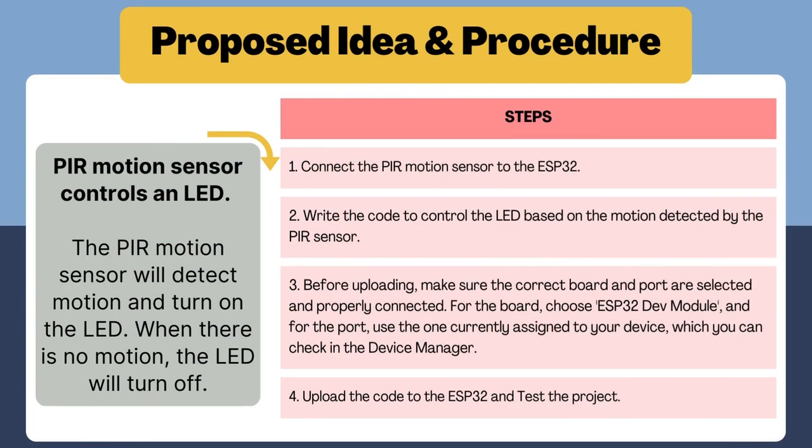Next, the proposed idea and procedure for the PIR motion sensor controlling an LED. The PIR motion sensor will detect motion and turn on the LED. When there is no motion, the LED will turn off.